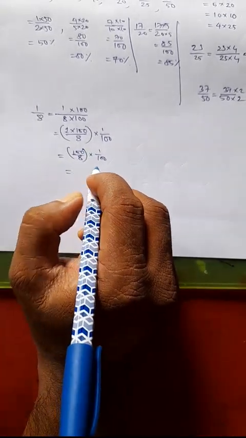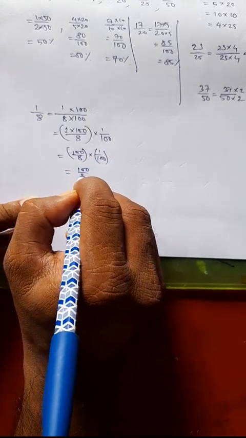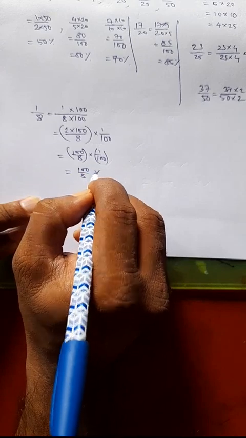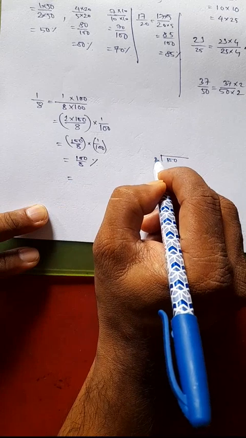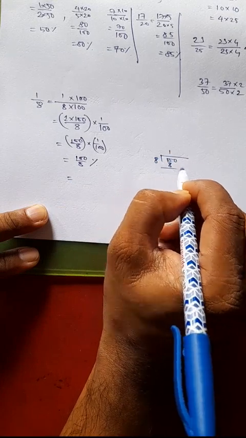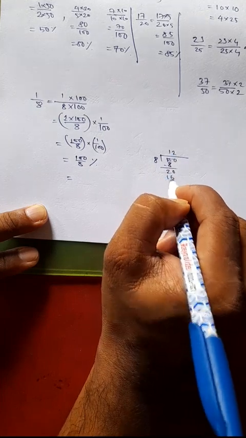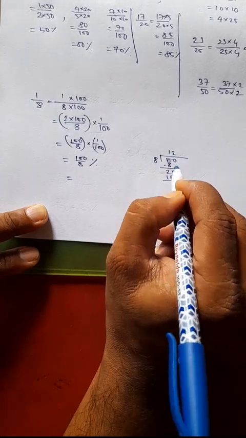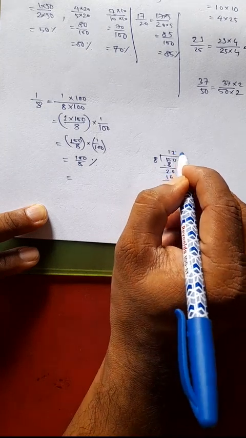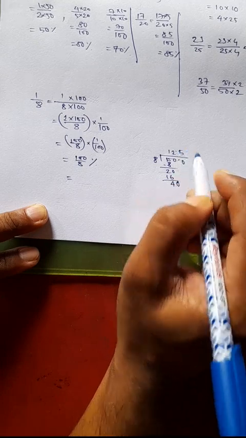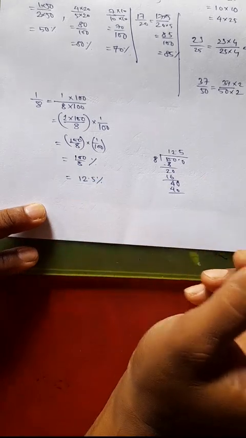Now we have already known that this 1 by 100 can be replaced with the percentage symbol. So 100 by 8 percentage. We divide 100 divided by 8. 8 ones are 8, 10 minus 8 is 2, 8 2s are 16. You put the decimal. 8 5s are 40. So this is 12.5%.